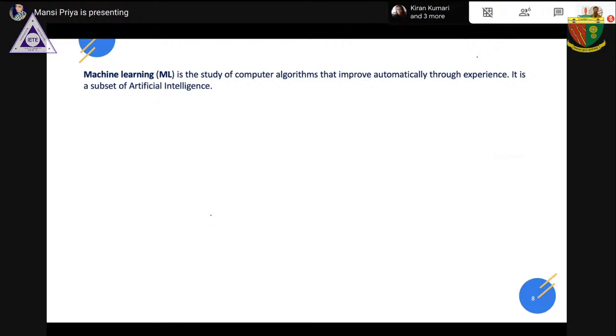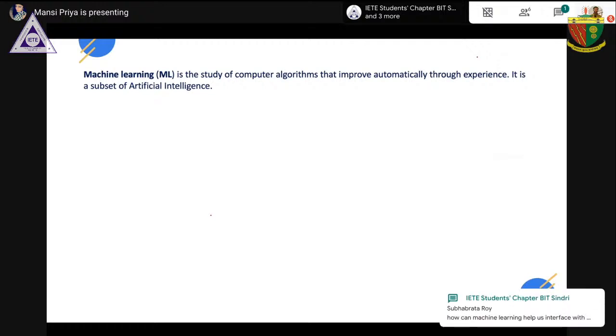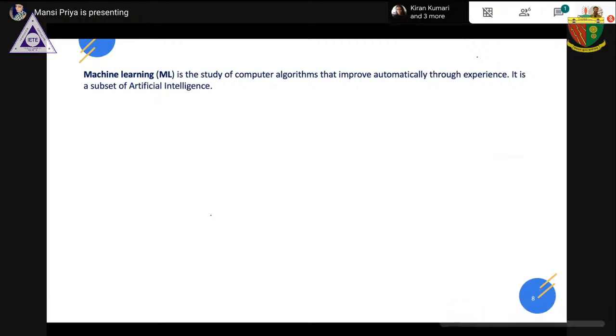algorithms that improve automatically through experience, and it is known as a subset of artificial intelligence. So, when I talk about machine learning and artificial intelligence, I often come across people who are confused about the difference between AI and ML. So I tried to explain it using a simple analogy here.